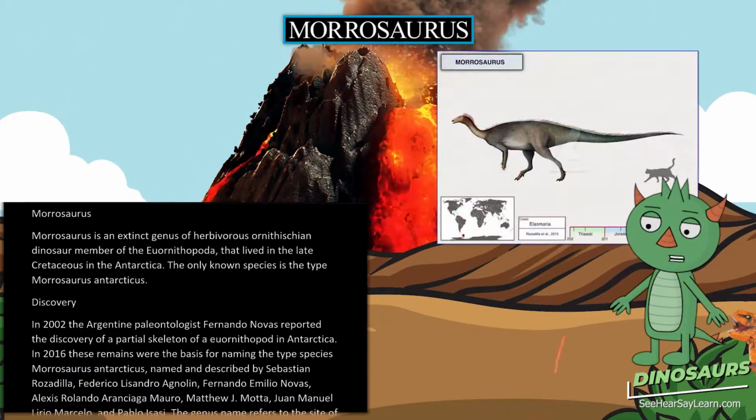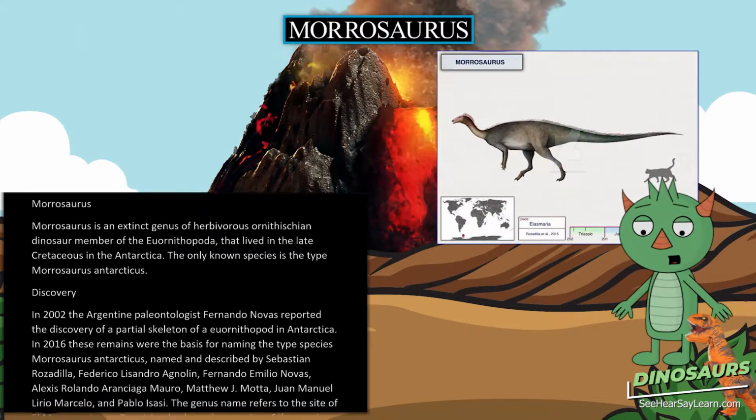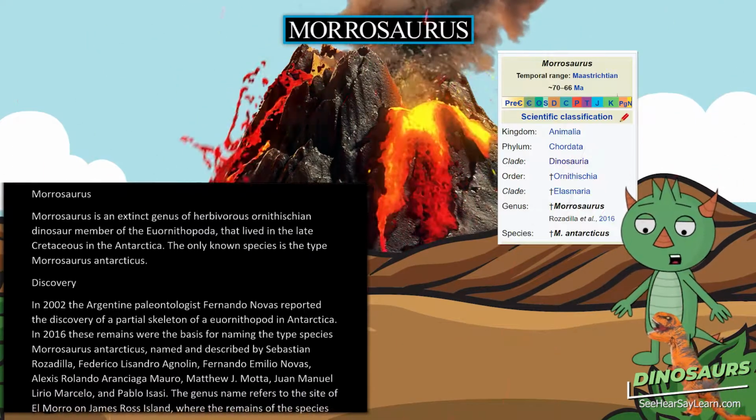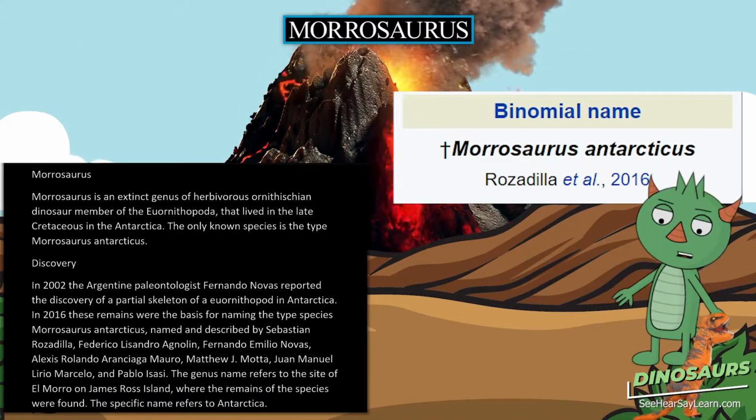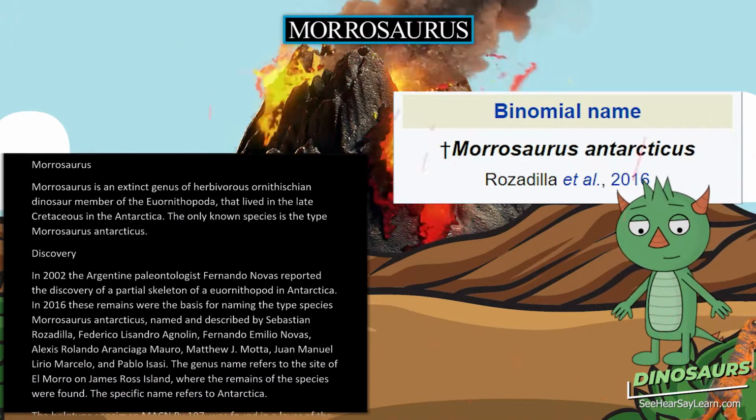Morrosaurus. Morrosaurus is an extinct genus of herbivorous ornithischian dinosaur, a member of the Euornithopoda, that lived in the late Cretaceous in Antarctica. The only known species is the type Morrosaurus antarcticus.